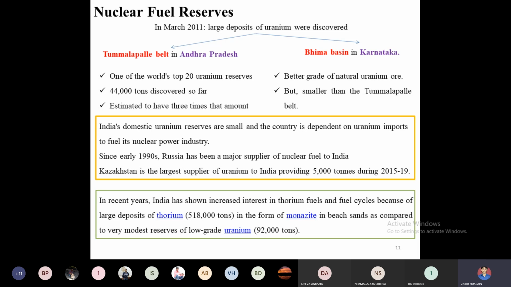Then India's domestic uranium reserves are small, and the country is dependent on uranium imports. We are importing uranium from countries like Russia and Kazakhstan. So in recent years, India has shown increased interest in thorium fuel. Using thorium fuel in a nuclear power plant will be a major technical advancement, because when we can use this thorium fuel directly in our nuclear reactors, it will create a major impact on our nuclear energy production, because India contains a huge amount of thorium reserves in the form of monazite beach sand, whereas India has very little low-grade uranium.